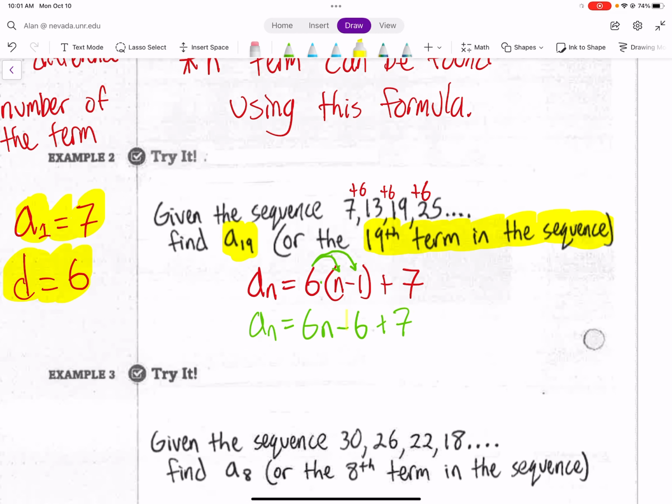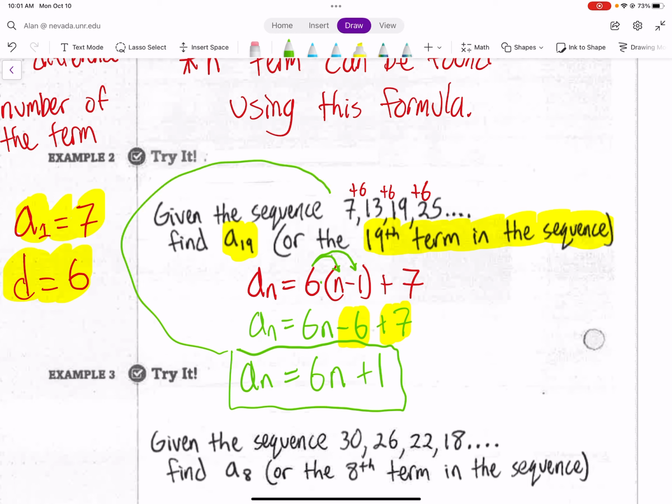So we're really close to finalizing this formula now, but we can still combine like terms. We look for like terms here. Well, I have a negative 6 and a positive 7. Those are both constants, so I can combine them. Negative 6 plus 7 gives me a plus 1. So we have 6n plus 1 as our formula. This is the formula that represents this sequence. A sub n equals 6n plus 1 represents this entire sequence.